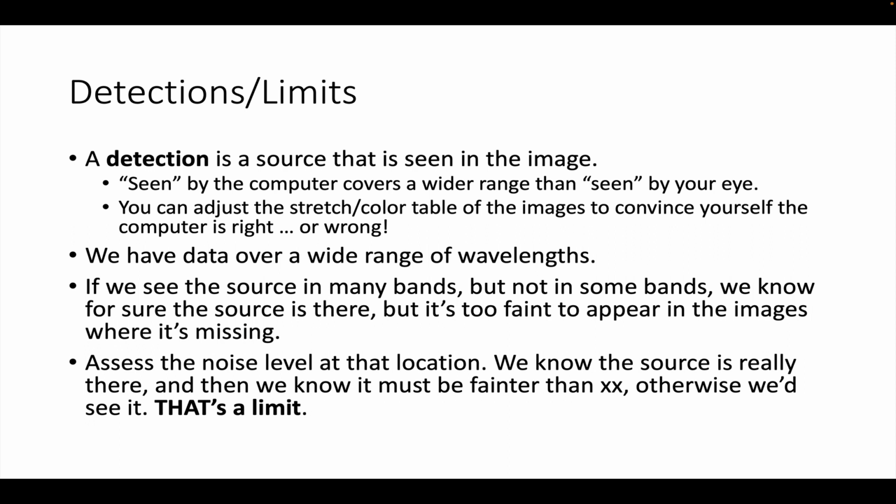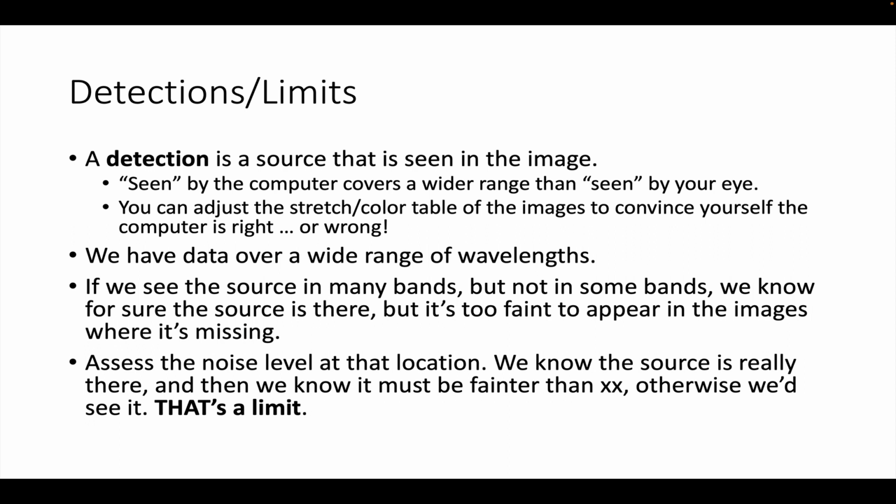So if we can see the source in more than one band in the images, but not in other bands, we know for sure the source is there because we can see it in some of the bands. But if we can't see it in other bands, it just means that it's too faint at that wavelength to appear in those images where it's missing. Okay, try to think about that. The source is really there. It's just too faint to show up.